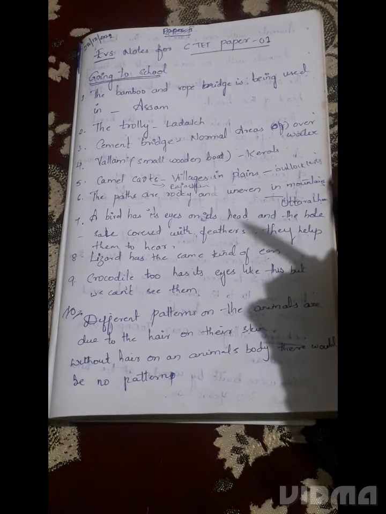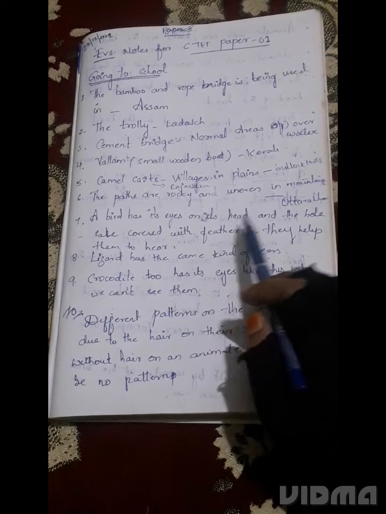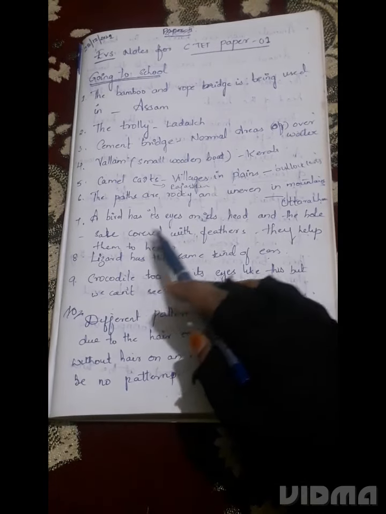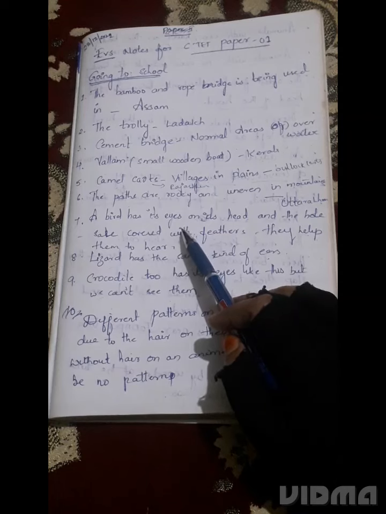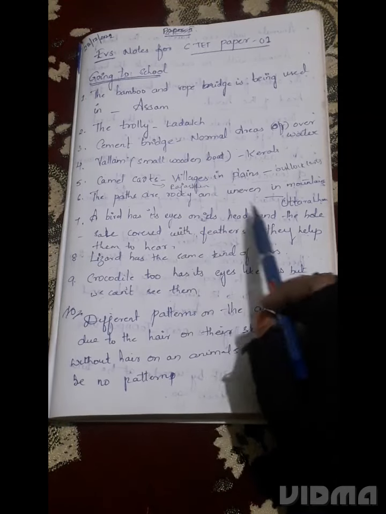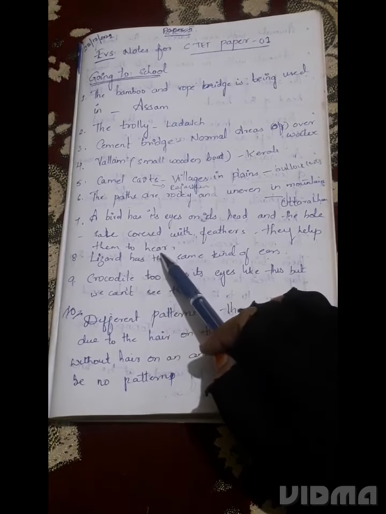Next we have about birds. A bird has its eyes on its head and the holes are covered with feathers. So birds have their eyes on the head only. The holes are covered with feathers. They help them to hear.